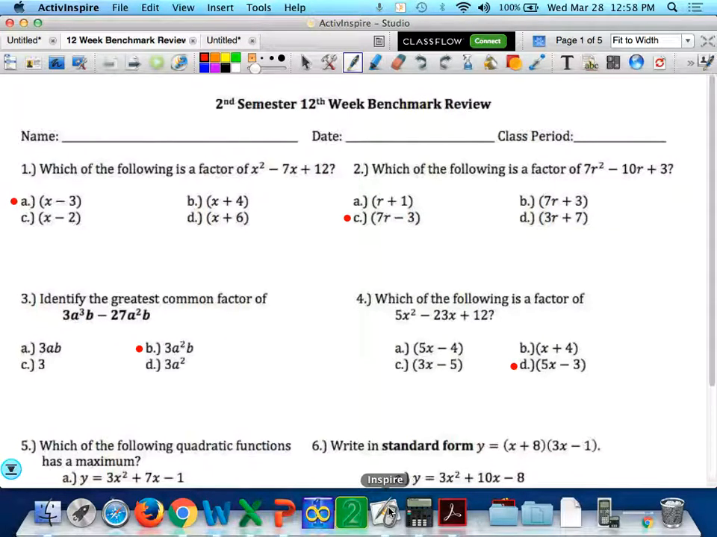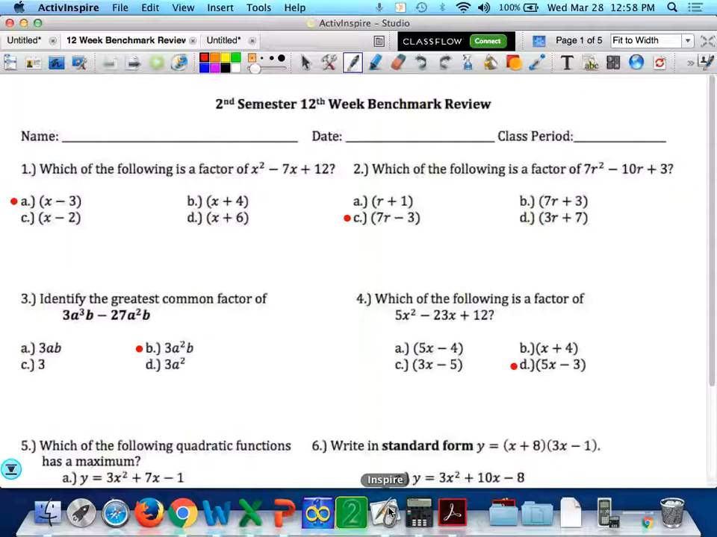This is the 12-week benchmark review videos. Just a heads up, this one's going to be a little bit longer, not just because it has more problems, but there are several of these I'm going to do several different ways, including showing you how to do the calculator steps. In red by each problem, you can see what the answer to the problem is going to be. I went ahead and marked them. Also, the key to this is posted on Google Classroom. It's a little bit difficult to read, so they're marked here as well.